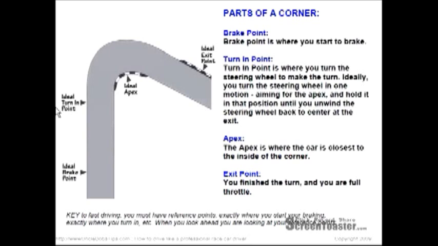The key to driving really fast is to have reference points for all these points in the turn. You know exactly where you're starting to brake, exactly where you're turning, exactly where your apex is, and exactly where the exit is. Now from the turn into the apex, you're not driving your way through by moving the steering wheel constantly to get to the apex. When you hit the turning point, you turn the wheel to the correct amount that will get you through the apex and out of the turn.